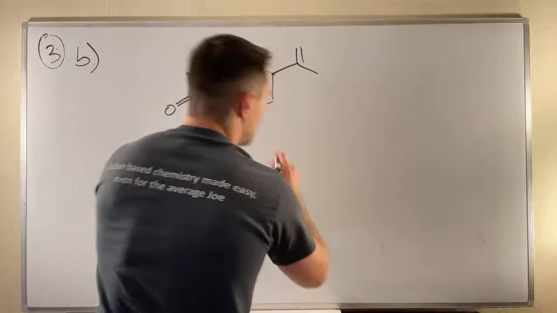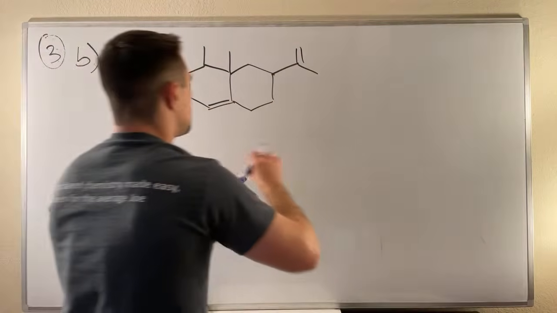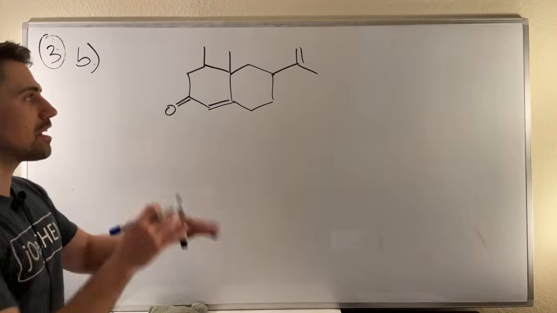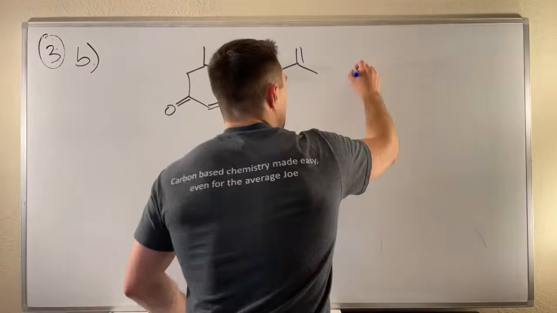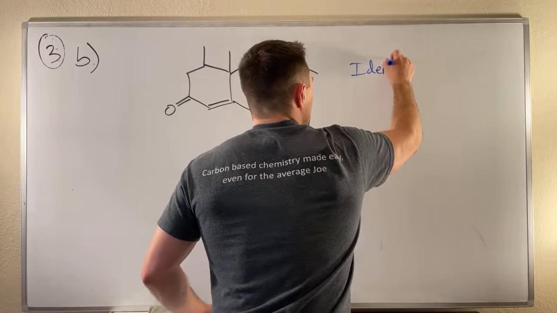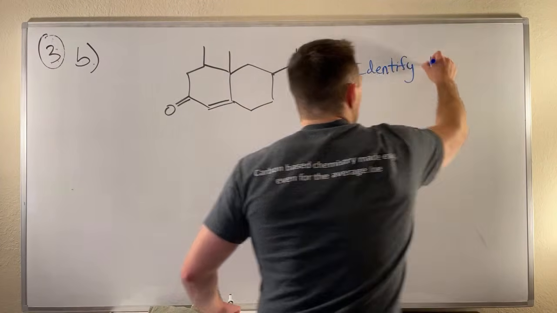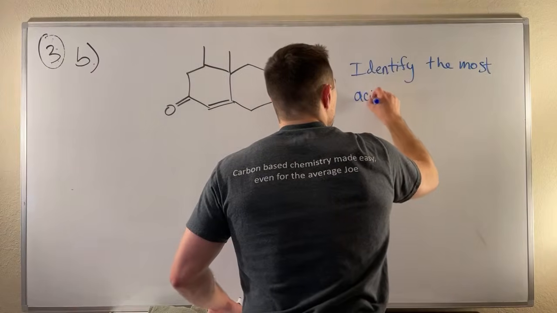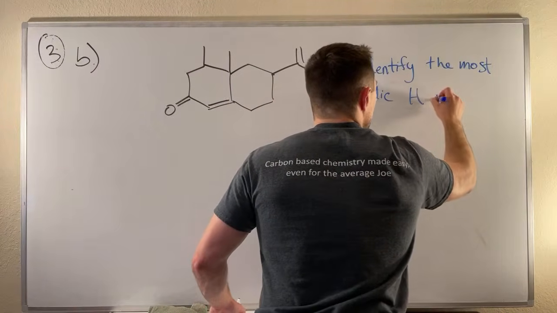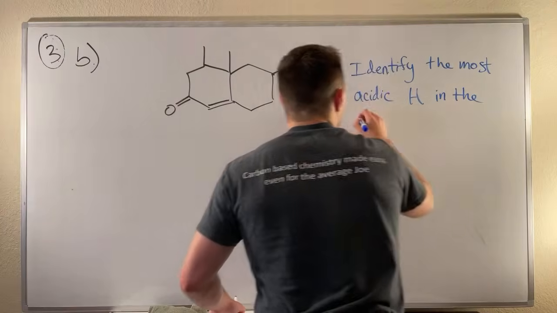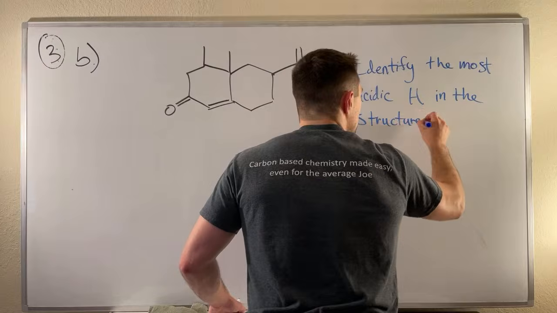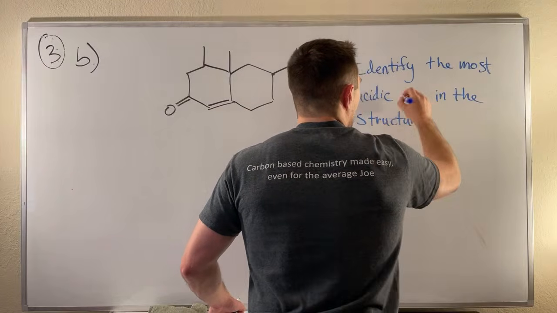Okay, so this problem, which could probably be a little bit kinder to you on an actual exam, I took straight from a textbook. So the problem here is: identify the most acidic H in the structure. Acidic hydrogen, acidic proton. You'll probably actually hear this written as proton, not hydrogen.